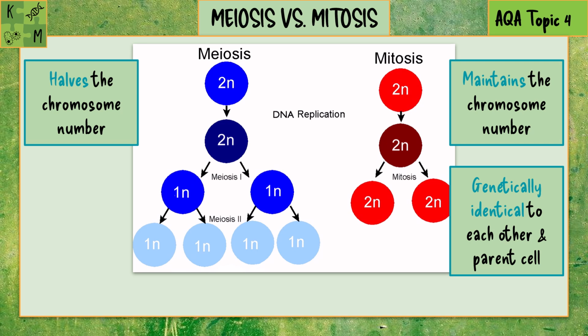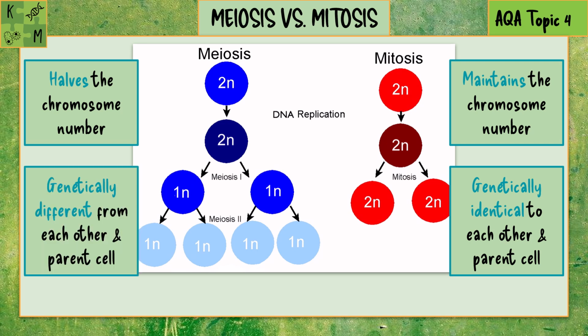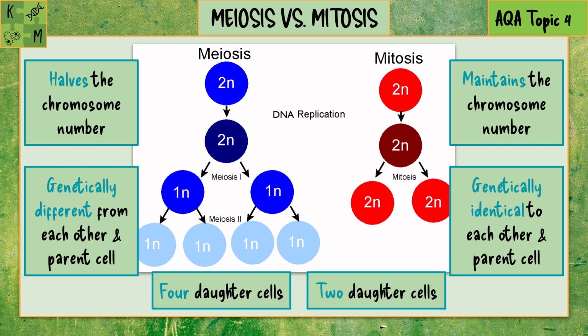Mitosis results in daughter cells which are genetically identical to one another and also to the parent cell, whereas meiosis introduces genetic diversity, with each daughter cell being different from one another. Mitosis results in 2 daughter cells per division, whereas within meiosis there are 2 divisions, resulting in 4 daughter cells.